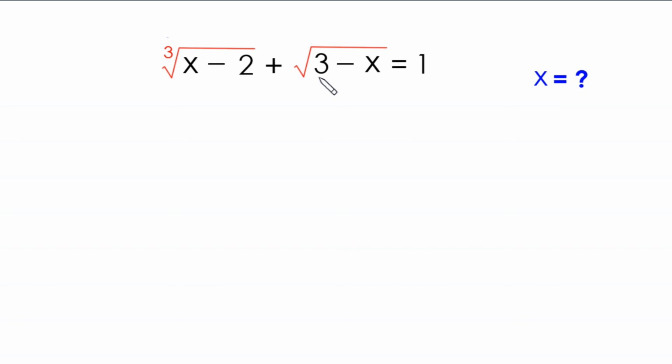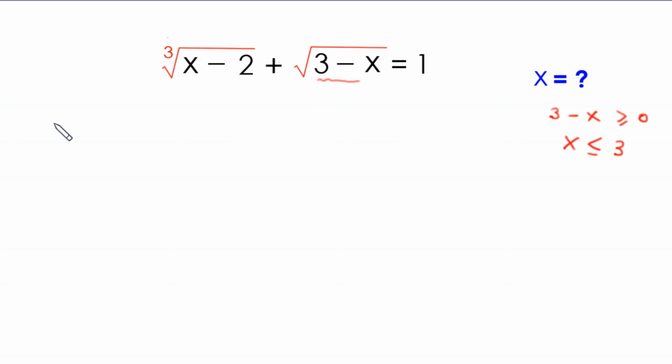Since the expression 3 minus x is under a square root, this 3 minus x must be greater than or equal to 0. This implies that x must be less than or equal to 3. Now in the original equation, since we have one expression as a cube root and the second as a square root, we define two new variables.